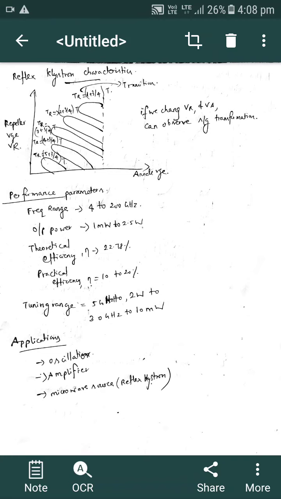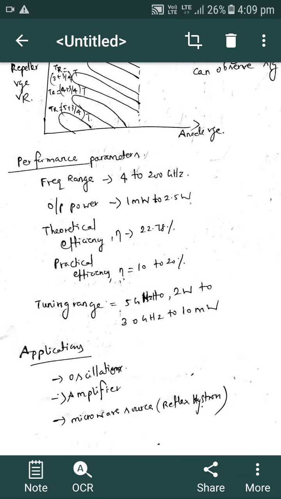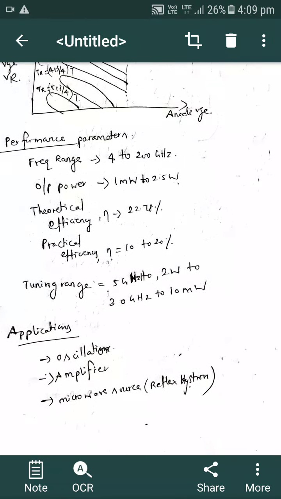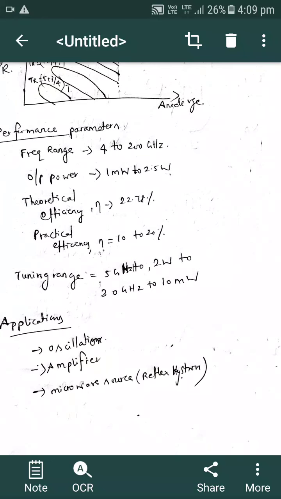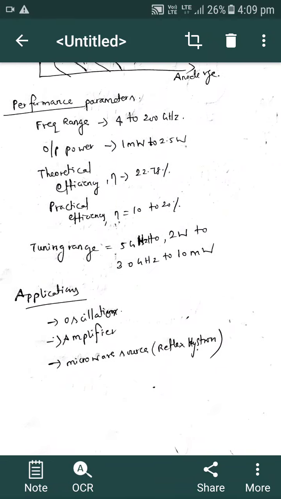When you compare the performance parameters of the reflex klystron, the frequency range is between 4 to 200 gigahertz, and the output power is between 1.1 milliwatt to 2.5 watts. When you compare the efficiency, theoretically it is 22.78 percent, and practically it is 10 to 20 percent. The tuning range lies between 5 gigahertz at 2 watts and 30 gigahertz at 10 milliwatts.